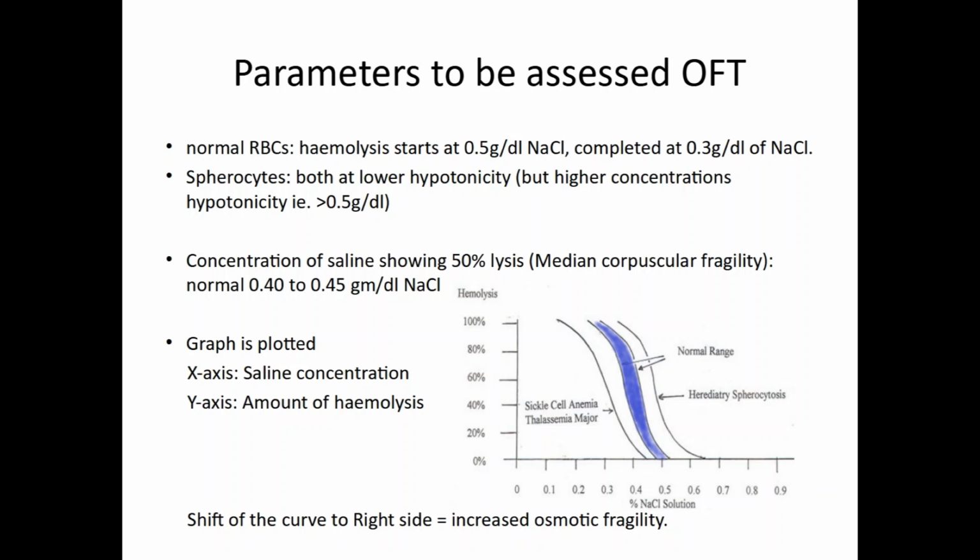Whatever observations we draw from the test tubes, we plot on a graph. In the graph, saline concentration is taken along the x-axis and the amount of hemolysis percentage is taken on the y-axis. The blue range that you see in the middle is the normal range. In hereditary spherocytosis, the curve is shifted to the right side of this blue range. That is why it is called shift of the curve to the right side, which implies increased osmotic fragility.